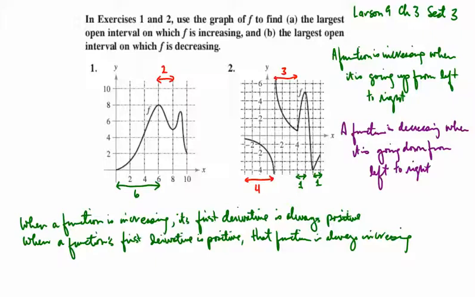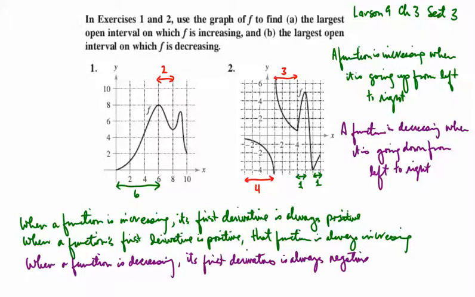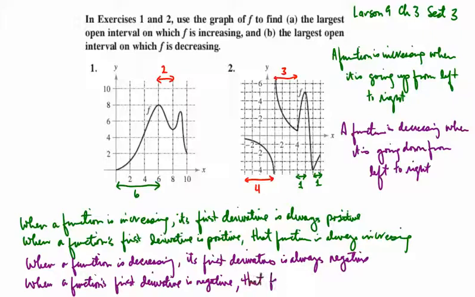And the same holds true for decreasing. When a function is decreasing, its first derivative is always negative. And when a function's first derivative is negative, that function is always decreasing.